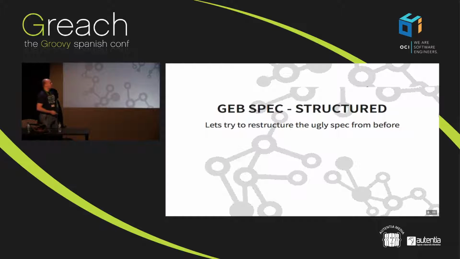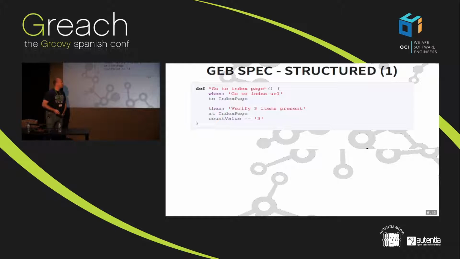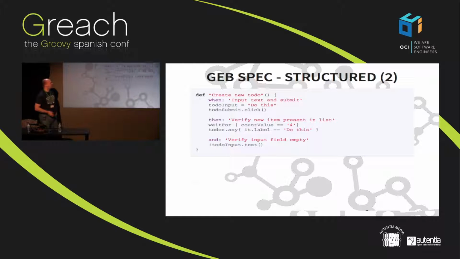So let's try to do this structured a little better than we did before. So now I can just say, go to index page. This reads a lot better than I'm typing in different URLs within my code. Then I can verify that I'm actually there and that the count value is 3. Suddenly, my specification that was really ugly, littered with selectors before, becomes very readable, and any tester would actually understand what happens here. I think my mom would understand what was going on here, and that's a treatment.